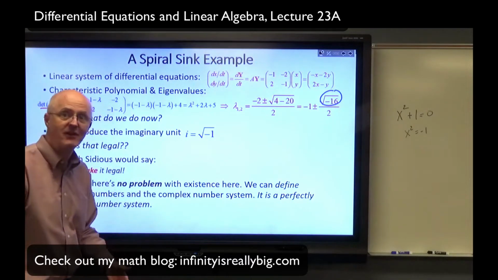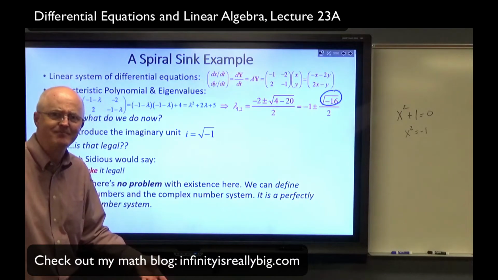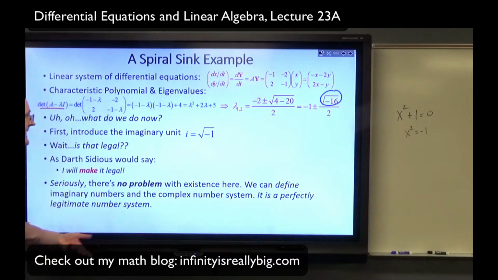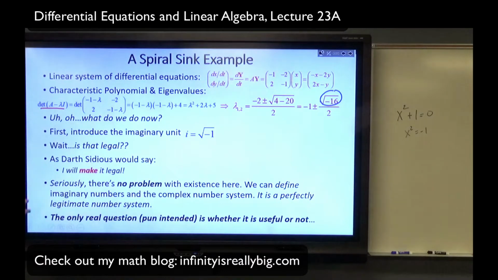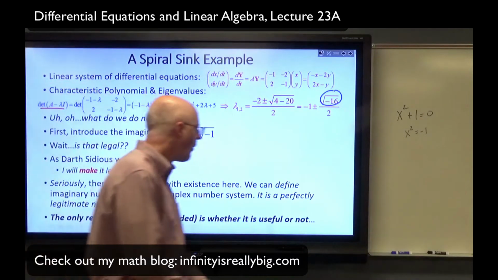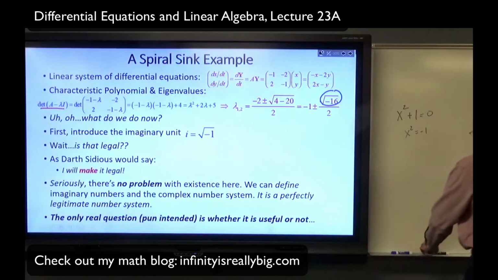People call it imaginary because they thought, hey, it didn't exist. But then people found that it had uses. It is a good idea. There's no problem with existence. We can define imaginary numbers and the corresponding complex number system. It is a perfectly legitimate number system. The only real question, pun intended, is whether it is useful or not. That's the only question.